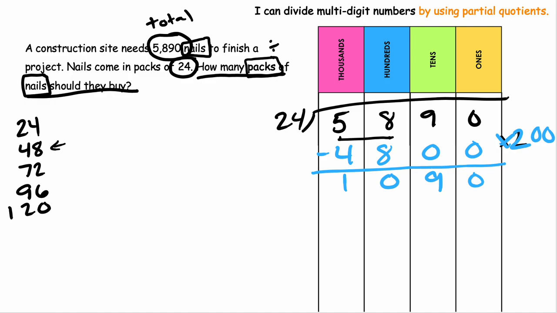Okay, so next I'm going to look at how many groups of 24 I can get from 1,090. I look at the 1 first. 24 cannot go into 1. It can't go into 10 either, but it can go into 109. So I'm going to look at 109, and it looks like the highest I can go is 96. So I'm going to go ahead and subtract 96.